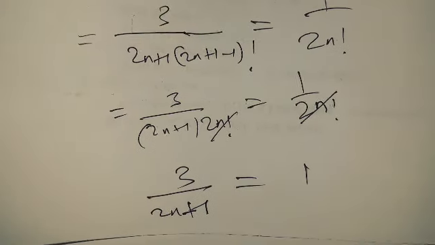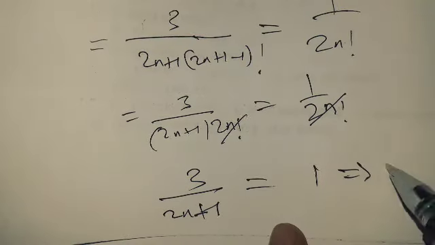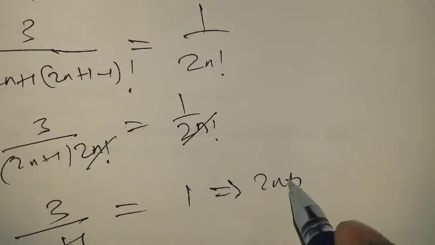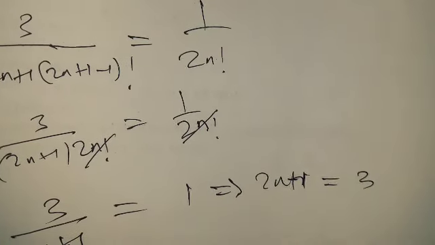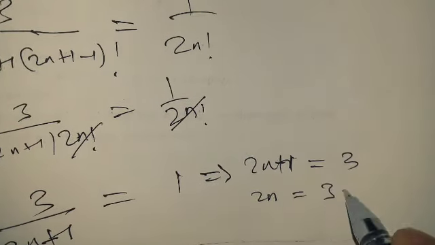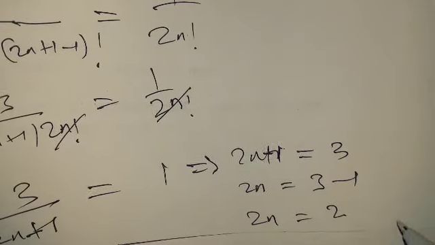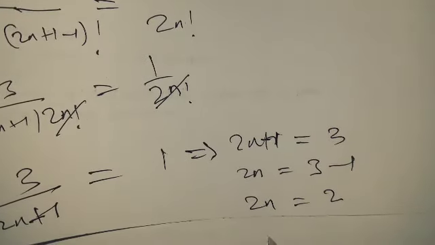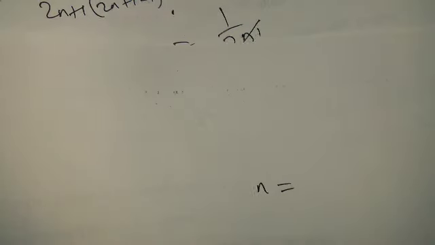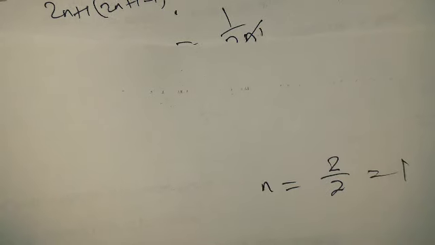So if you cross multiply, this implies that 2n plus 1 is equal to 3. 2n is equal to 3 minus 1. 2n is equal to 2. n is equal to 2 over 2, which is the same as 1.